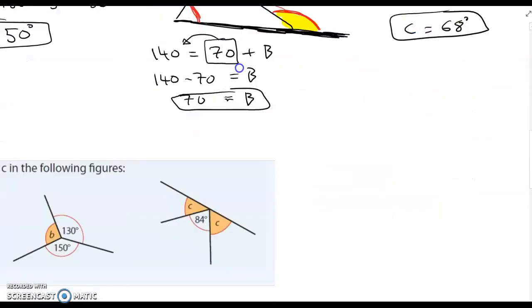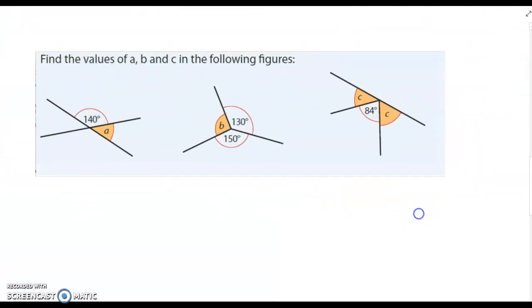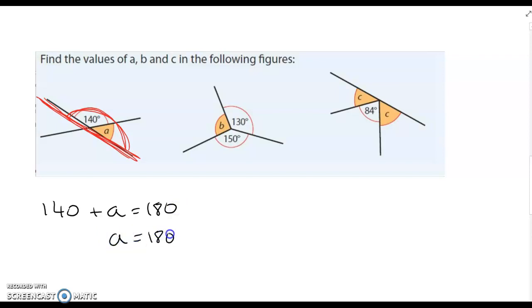That's that one done. Now down here, we're going to use either the 360 rule or the 180 rule. Remember, there's a straight line right there. All of that adds up to 180. That means 140 plus A is equal to 180. So A would be equal to 180 minus 140. So A is equal to 40.